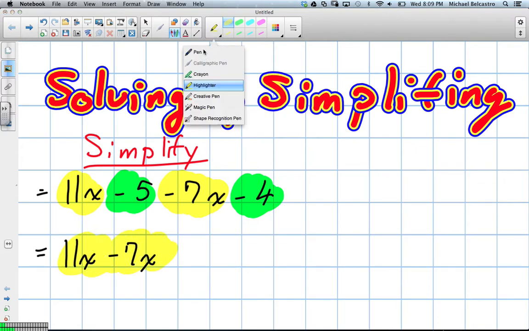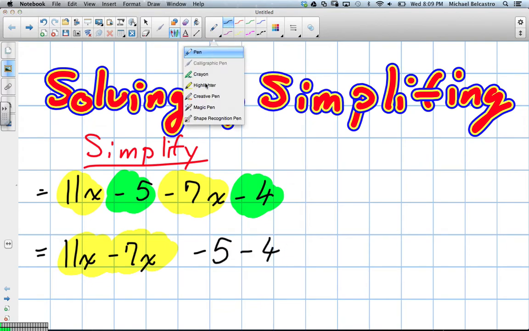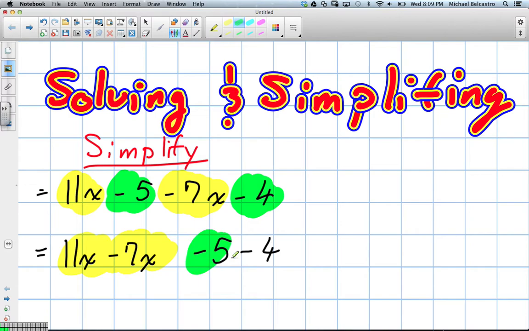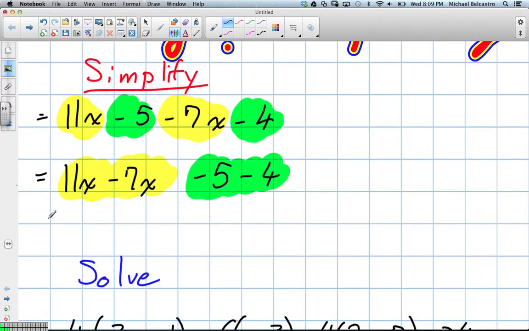And the other pairing reads negative 5 minus 4. Okay? And that's the other pairing we have to get together. So 11x minus 7x is actually going to be 4x. Okay? So there we go. We've put it all together in one.